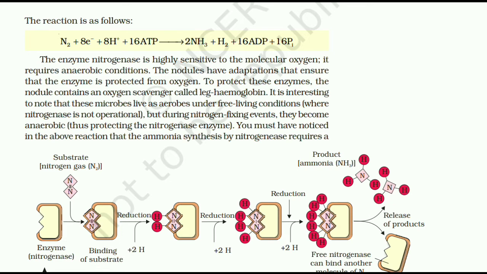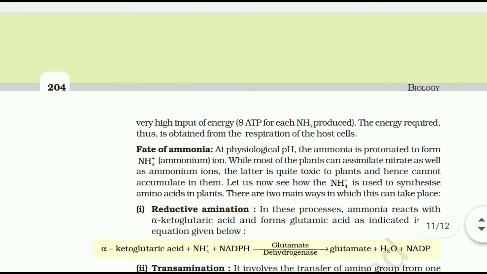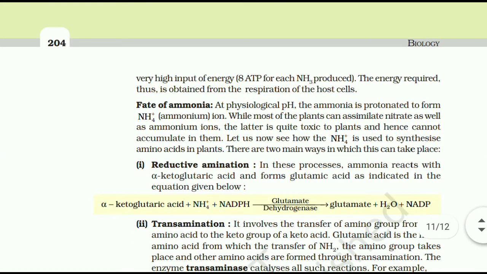You must have noticed that in our reaction, ammonia is synthesized when nitrogenase requires a very high input of energy, that is 8 ATP for each ammonia produced. The energy required thus is obtained from the respiration of the host cells.